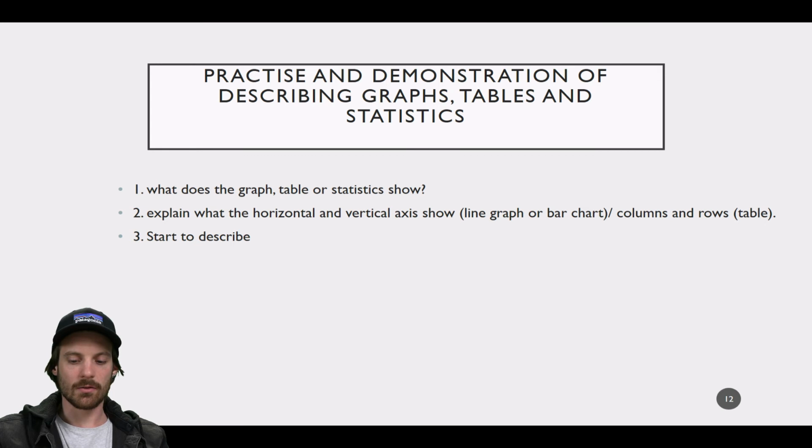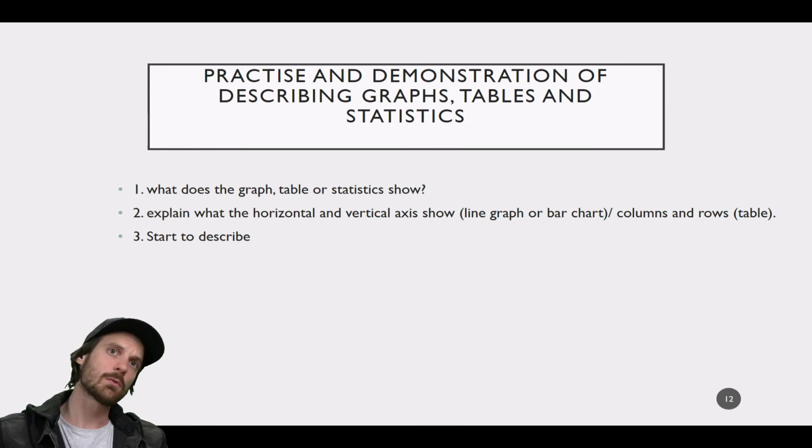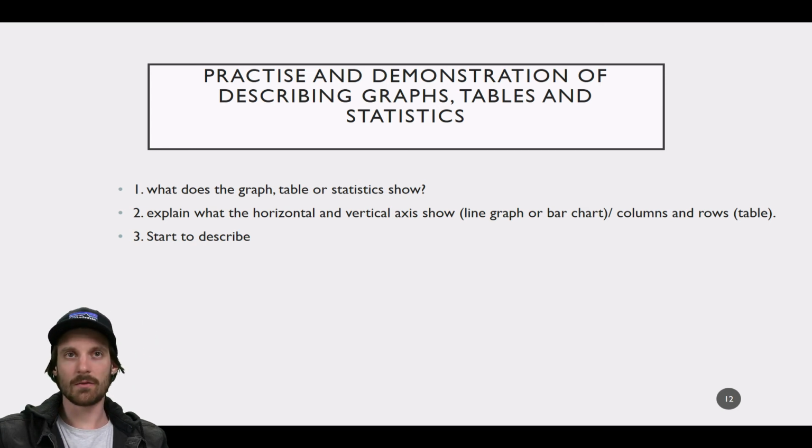Now I'm going to show you how to do it, but I'm going to show you with the phrases. So I'm going to jump back to the phrases and words we have used so that you can follow a bit better. What you need to do when you have a graph, a table, or statistics in front of you is ask: what does the graph, table, or statistic show? So, a very basic question you have to answer.